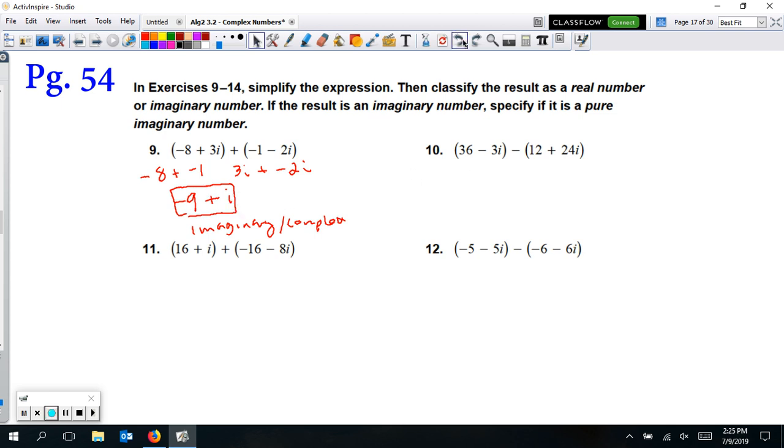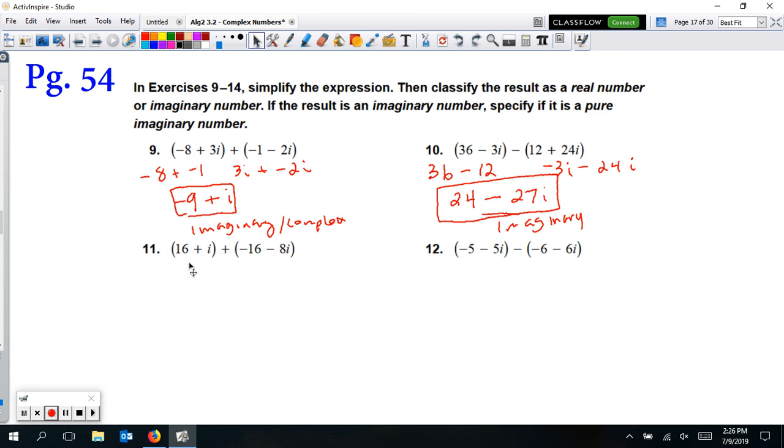Number 10, so we got 36 minus 12 for the real parts, and then negative 3i minus 24i for the imaginary parts. So 36 minus 12, that's going to give us 24. These will combine to give us a negative 27i for that part. So 24 minus 27i, and that is also imaginary, just like this one is. It's got both parts, real part and imaginary part, which means we can just call it imaginary.